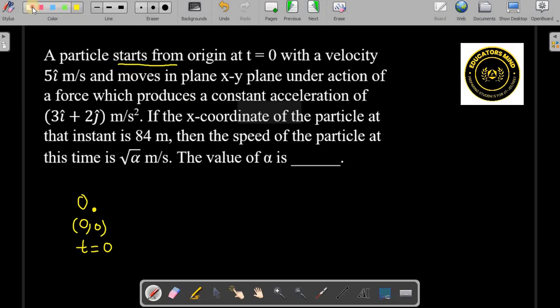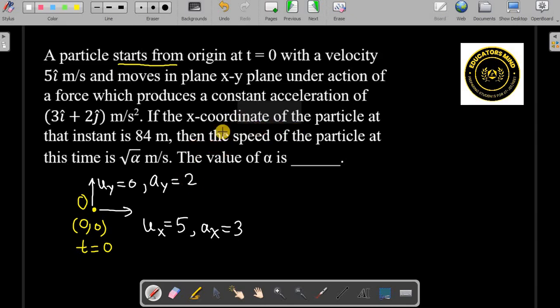And it is moving with a velocity. So initial velocity is only along x-axis, right? Initial velocity, if you want, you can divide it into different groups along x-axis and y-axis. So y-axis velocity initially is 0. X-axis velocity is 5, right? 5 i cap means along a positive x-axis. Okay, moves in xy plane. This is the constant acceleration. So acceleration along x-axis is 3 and acceleration along y-axis is 2.